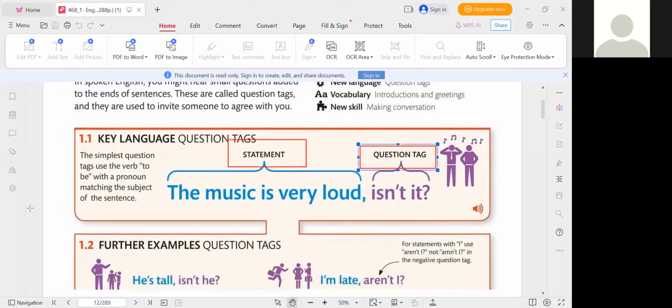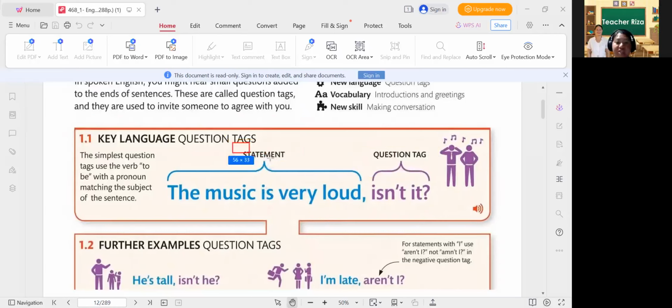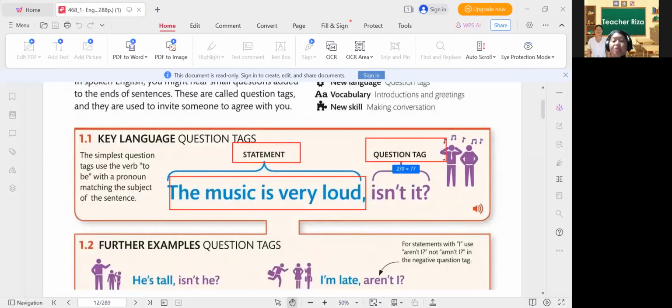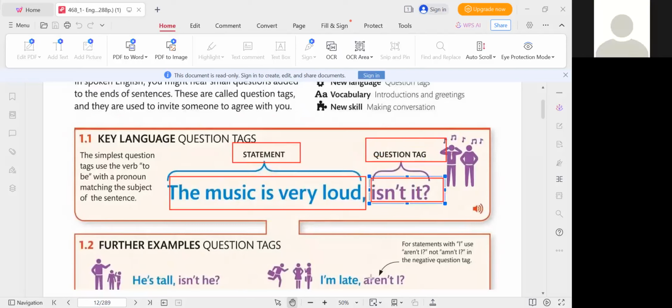Yes. Okay, so the first one we have the word statement. The statement of this sentence is: the music is very loud. Understand? Yes. Okay, and then let's proceed to the question tag. The question tag for this sentence is, isn't it? Understand? Yes. So it's somewhat like asking a question, right? So that is the question tag. All right, very good.